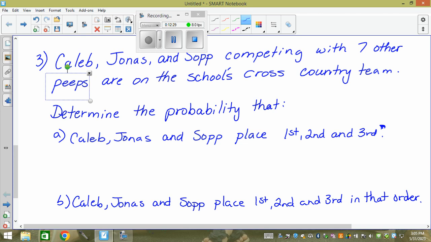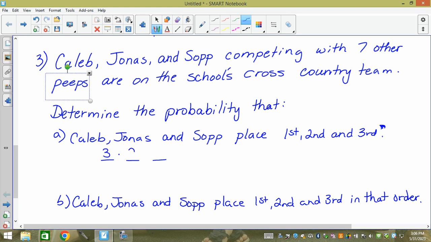So if I just asked you for 3 people to place first, second, or third, how would I do that without probability? What would you do on your paper? Yeah, I would make 3 lines. First, a second, and third line. You're exactly right. So I would go like this. How many options do I have for the first one? 3, because it doesn't say what order, right? Then 2, then 1, and your answer would be 6.